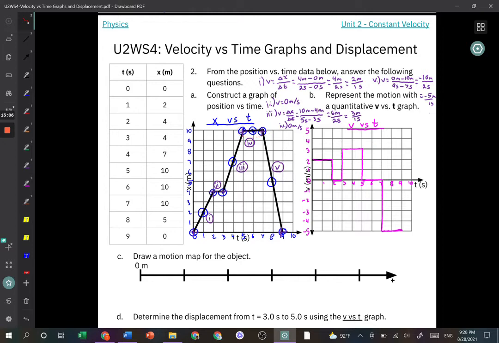In the last 2 seconds, from 7 to 9 seconds, our velocity is -5 meters per second, which corresponds with this very steep slope, which has a value of -5 meters per second.